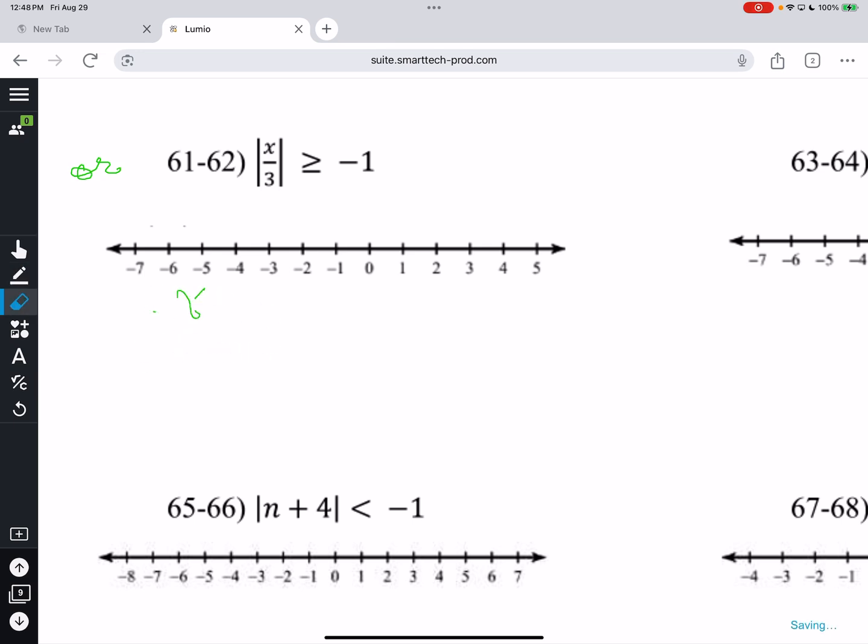X divided by 3 is greater than or equal to -1, or X over 3 is less than or equal to what? Positive 1. So our first equation provides us with X is greater than or equal to, anybody?